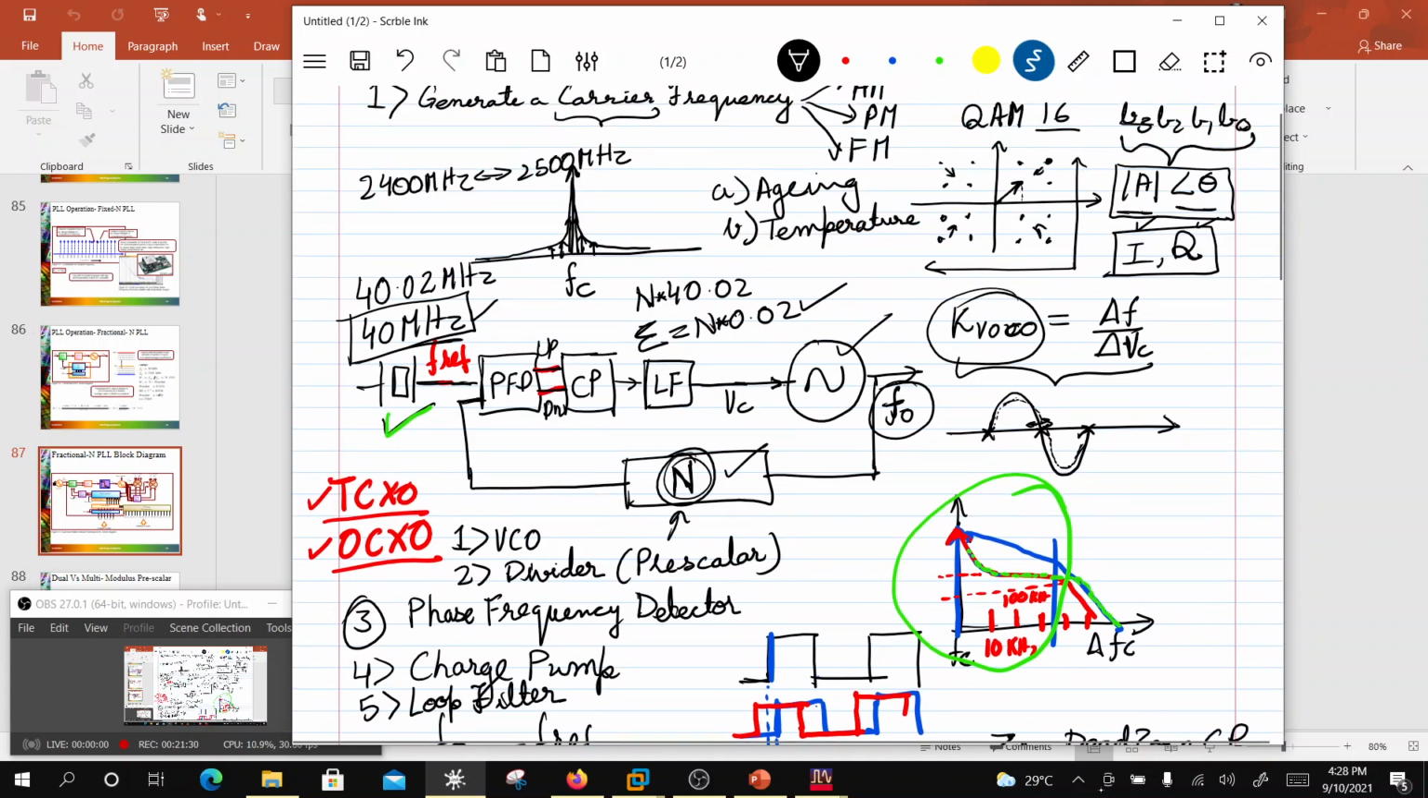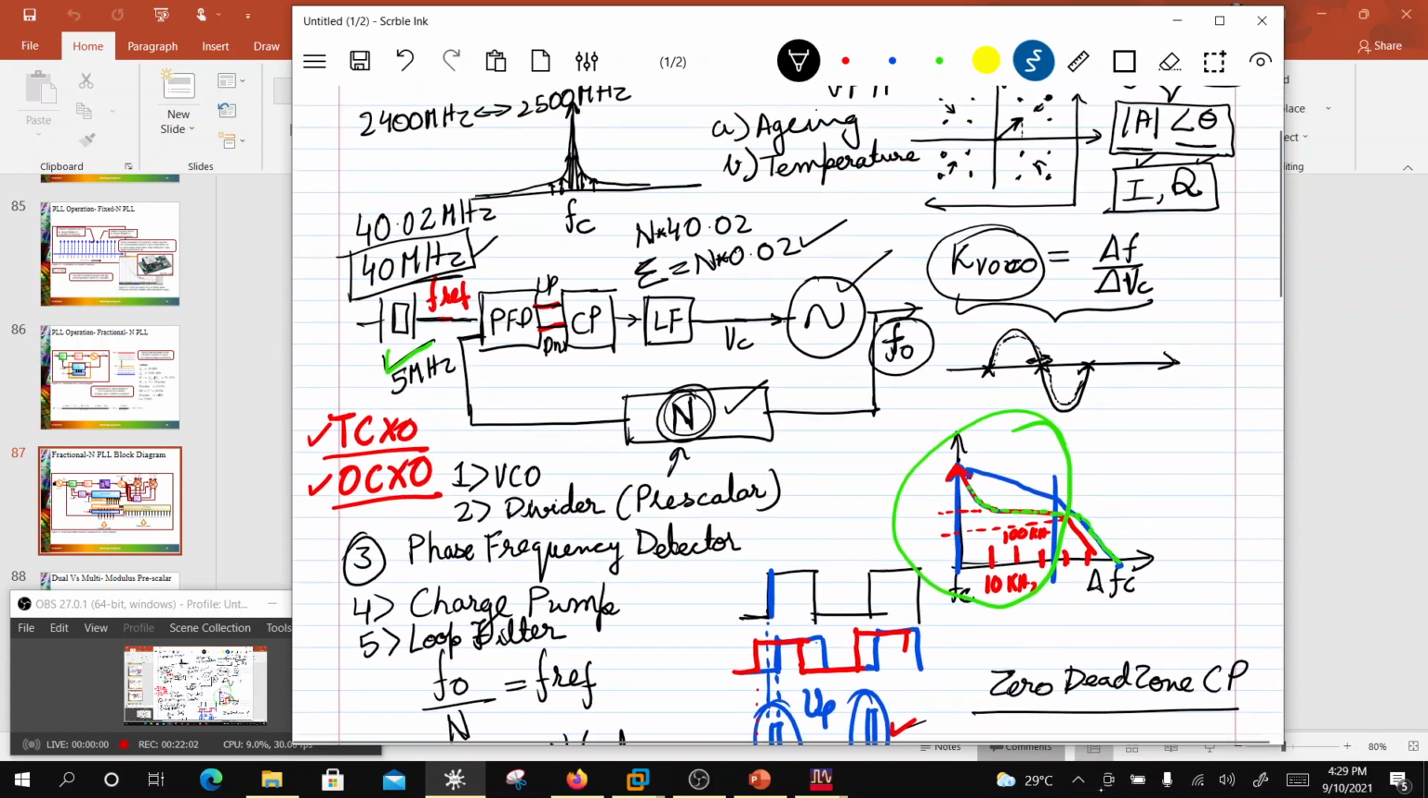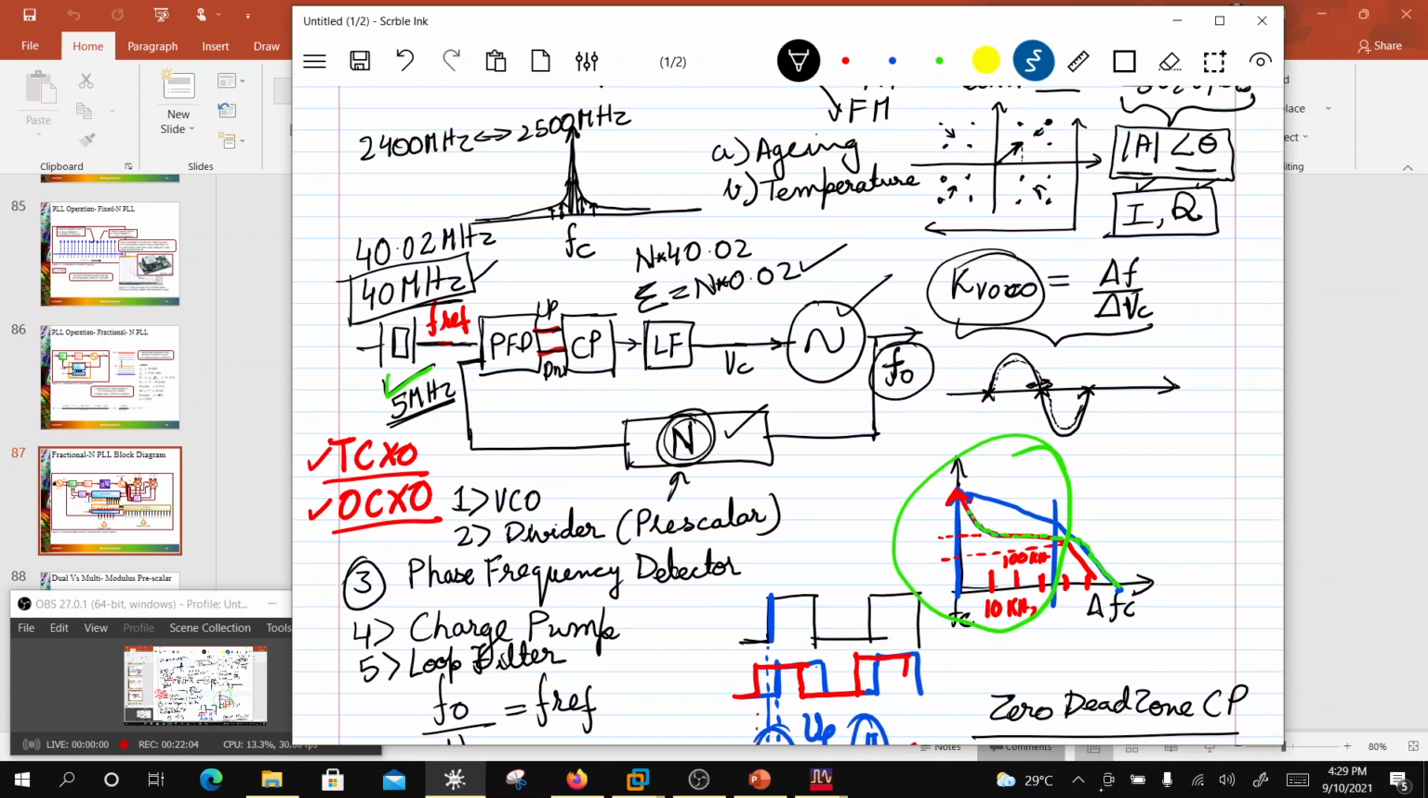So one solution to this would be to lower the frequency of the crystal. Let's say I went to something like 5 megahertz. Now I can do 5 megahertz steps here. So I can go 2400, 2405, 2410, 2415, 2420, and so on. I can go up to 2500. So now what has happened is my reference is now 5 megahertz.